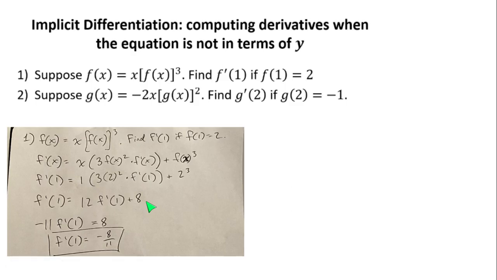F prime of 1 is like a big variable. So I can say, let's subtract 12 f prime of 1 on both sides. I get negative 11 f prime of 1 equals 8. Dividing, I would get negative 8 over 11. Now let's look at the second one.